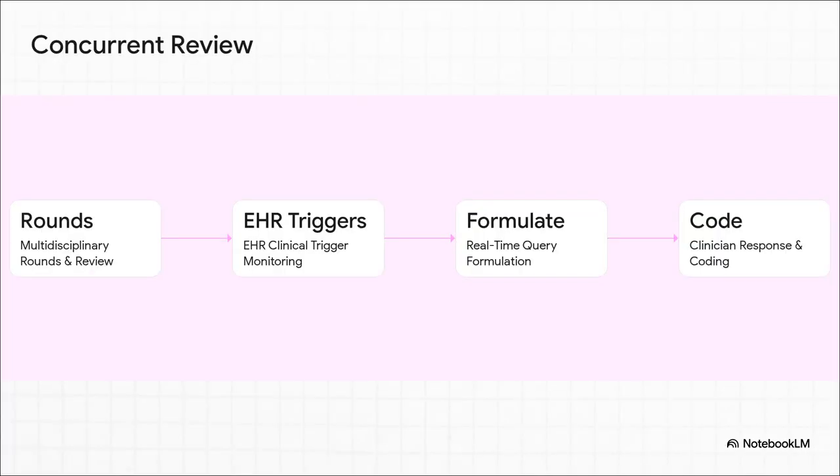But a robust concurrent review protocol doesn't just magically happen. It relies on a few key steps. It starts with daily multidisciplinary rounds and actively monitoring EHR clinical triggers, like a sudden spike in creatinine. From there, it's about formulating real-time, evidence-based queries while the physician is still actively managing the case and getting their response to update the coding right then and there. This completely eliminates the nightmare of trying to chase down doctors weeks after the patient has gone home.